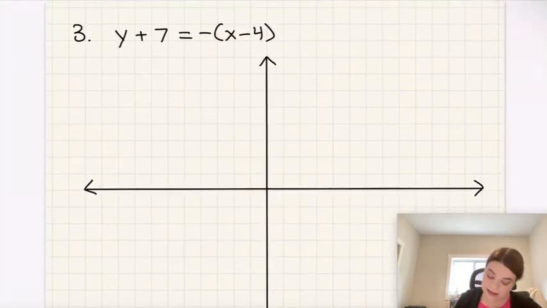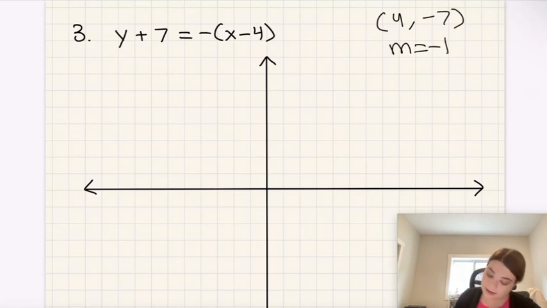So for this next one here, our point is going to be 4, -7. And our slope is -1, because notice this negative sign here, this indicates -1 as our slope, right? If there was nothing there, it would just be 1. But because there is something there, that represents a slope. The negative sign represents a slope of -1.